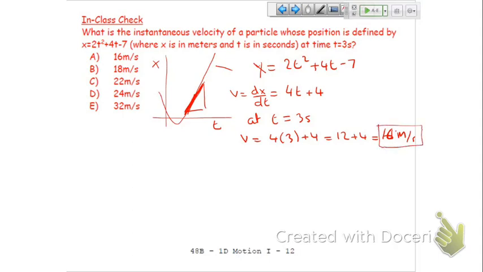I like doing those steps. The more you do in your head, the more slips you'll make. The more you write stuff down, the better. If I wanted acceleration, what would I do? I'd go a is equal to dv by dt, which equals d by dt of 4t plus 4, which equals 4 meters per second squared. Constant acceleration on that one.